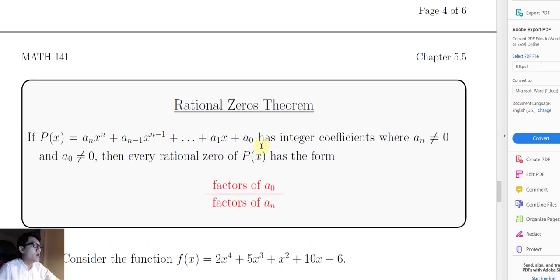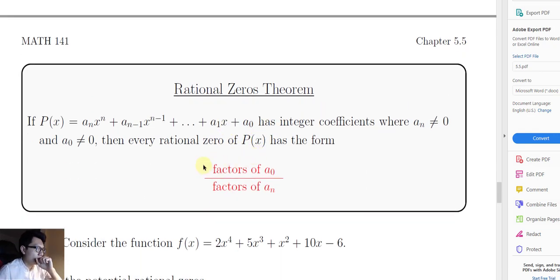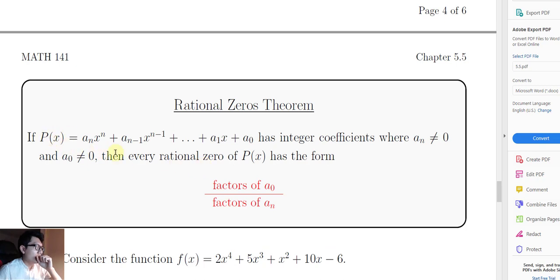The rational zero theorem. For this one, we have a given polynomial. A0 is the last constant value. An is the constant of the leading coefficient. So basically we are saying that the factors of A0 divided by the factors of An are the possible rational zeros of the given polynomial.